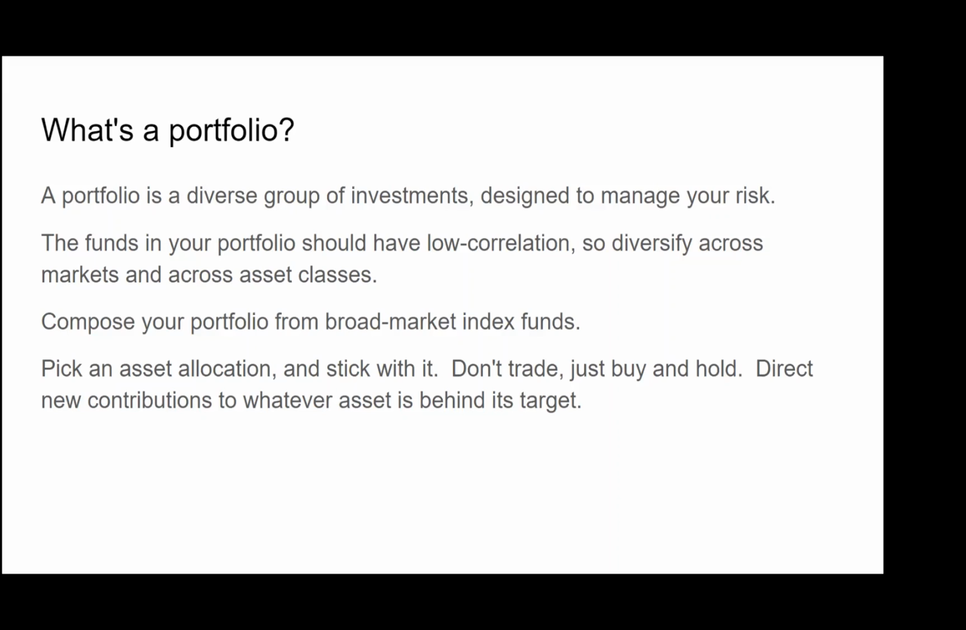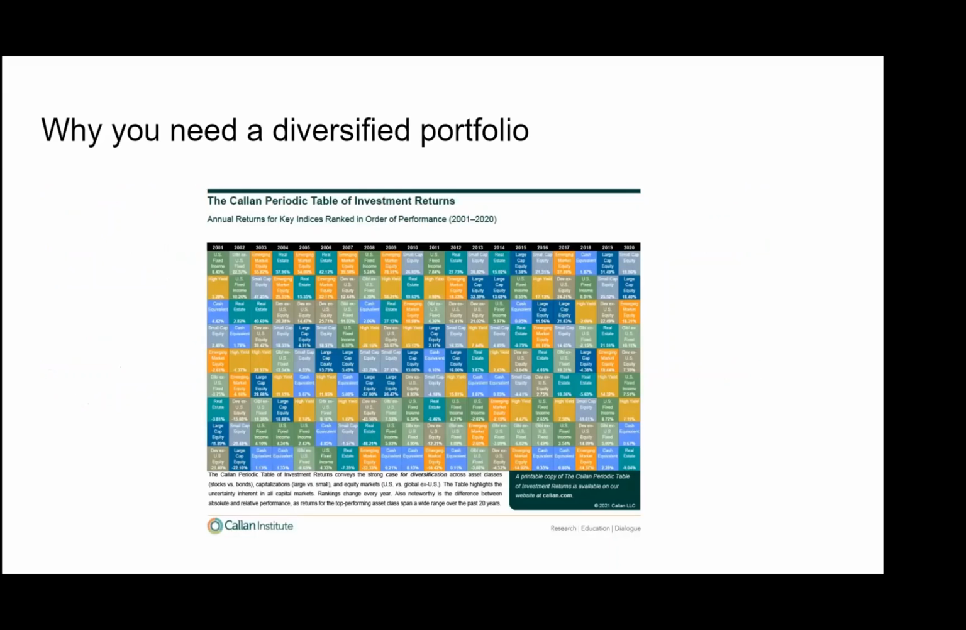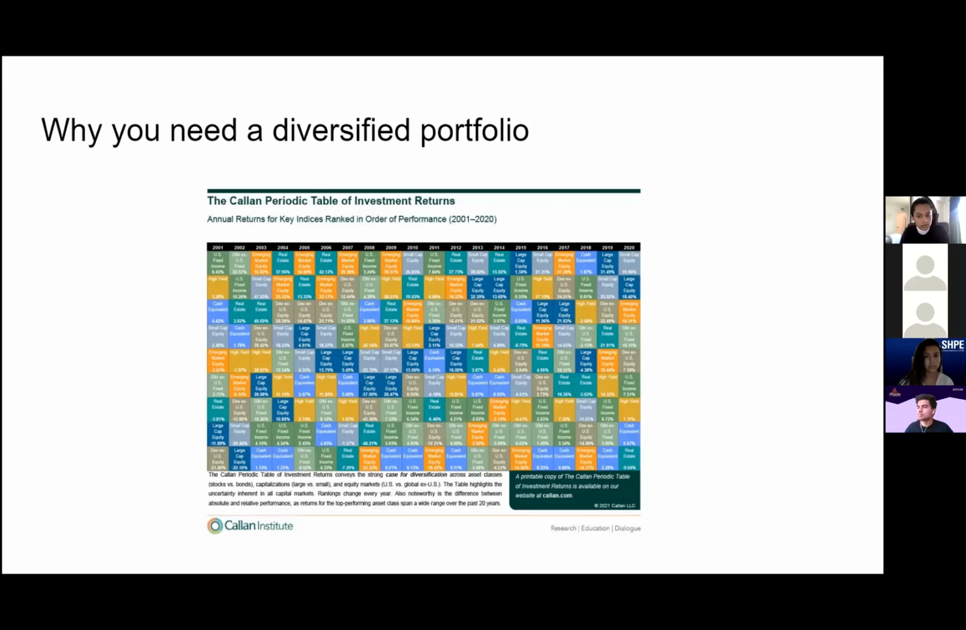And when you have a fund that's falling behind its target, the next time you make a contribution, buy the funds that are behind their target. So this is just a diagram. This is from Callan. Callan is a financial group that helped design the Google 401k, and they publish this periodic table every year, and this is the most recent one.